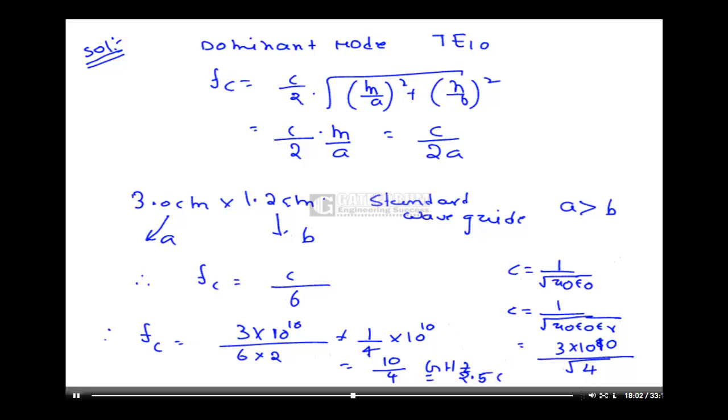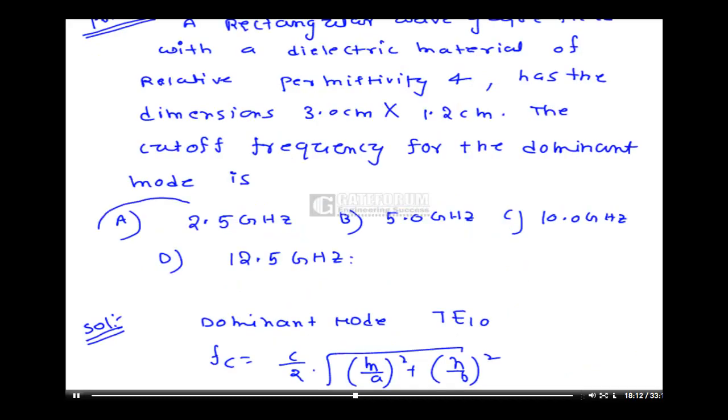2.5 gigahertz. So the cutoff frequency is 2.5 gigahertz. So option A is correct. In this problem, we have to know three concepts. One is what is the dominant mode. Here they are indirectly mentioning TE10 mode, because TE10 mode is the dominant mode.